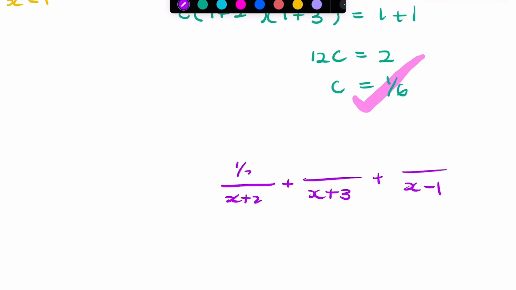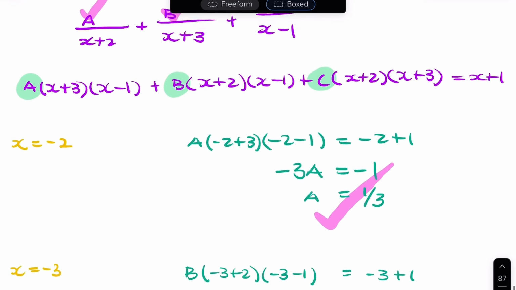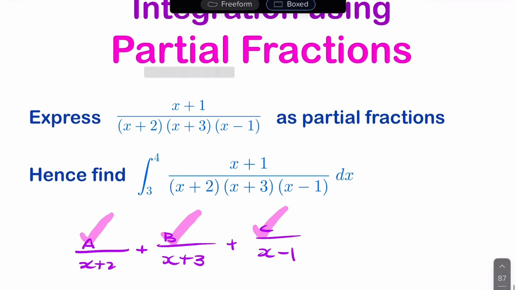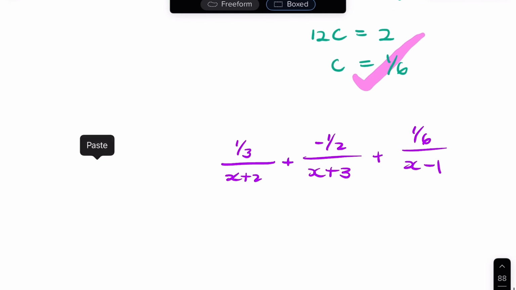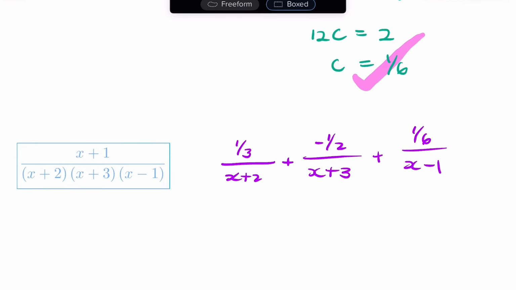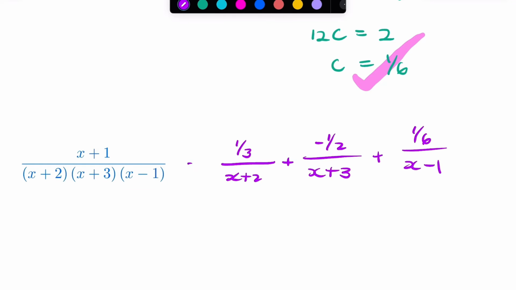So 1 over 3, negative half, 1 over 6. That's the answer to the first part that says express this in partial fractions. So I can simply write that out like that. Now, it isn't good practice to have a positive sign and a negative sign, so I'll just replace the positive with the negative. All right, so watch out for that.